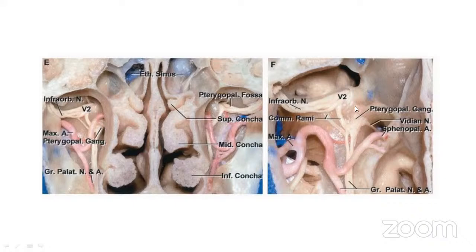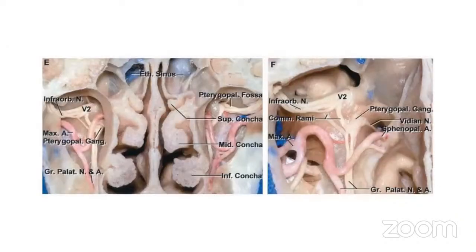This is the magnified view. We can see the Vidian nerve coming from the Vidian canal or the pterygoid canal, joining the pterygopalatine ganglion. Another communication of the pterygopalatine fossa is inferiorly, where it opens into the palatovaginal canal, which contains the greater and lesser palatine nerves and vessels. So that's all about the contents and boundaries of the middle cranial fossa.